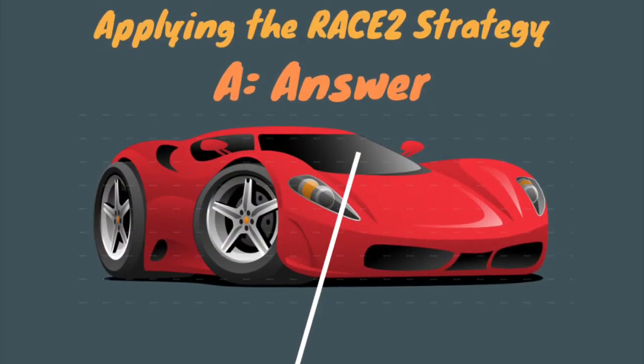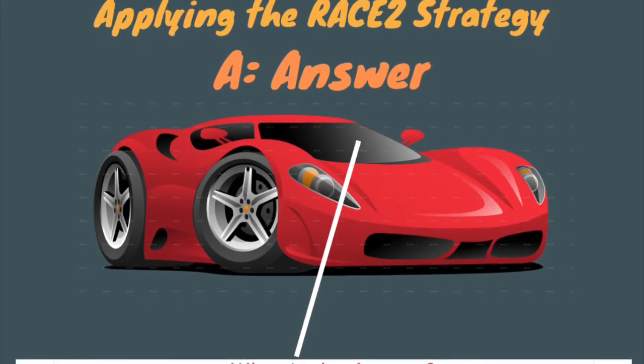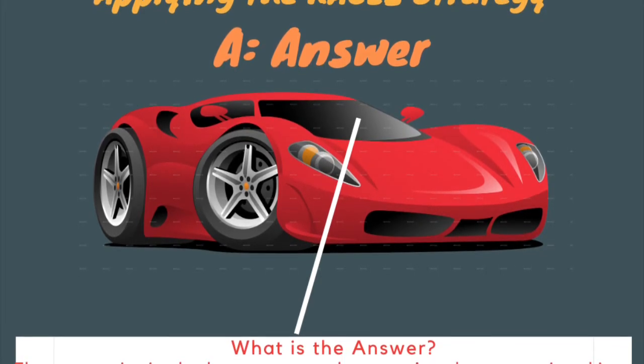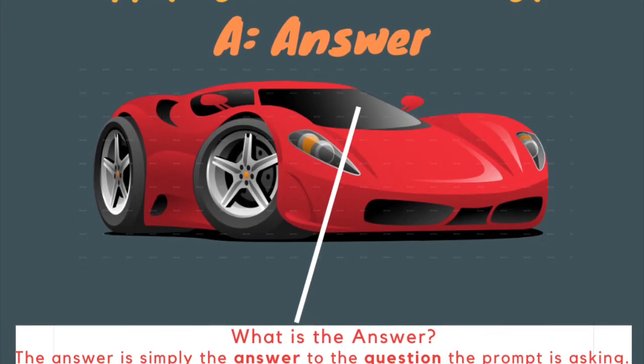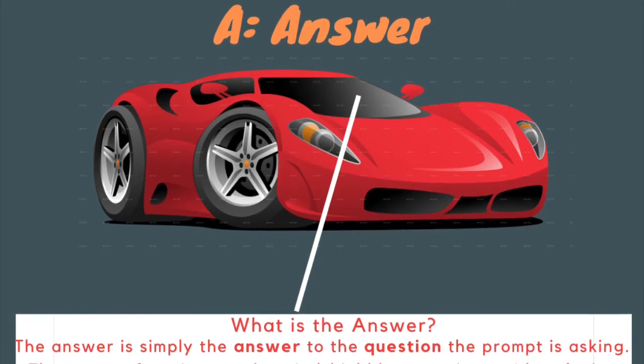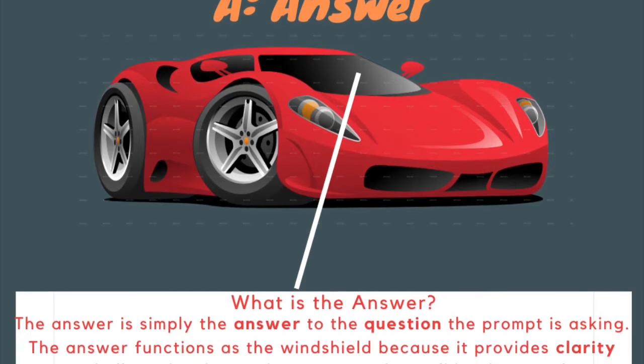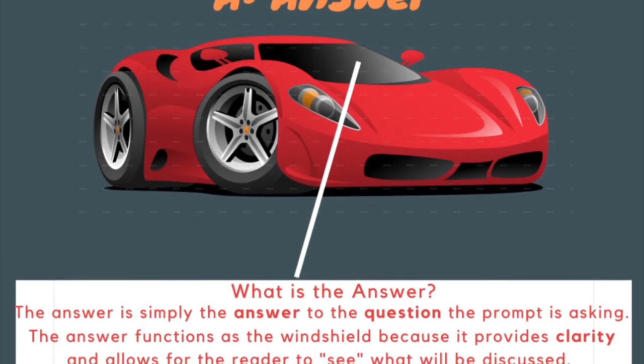Now moving back to applying the RACE2 strategy with using the A, which means answer. Now, what is the answer? The answer is simply the answer to the question the prompt is asking. The answer functions as the windshield because it provides clarity and allows for the reader to see what will be discussed within the essay.